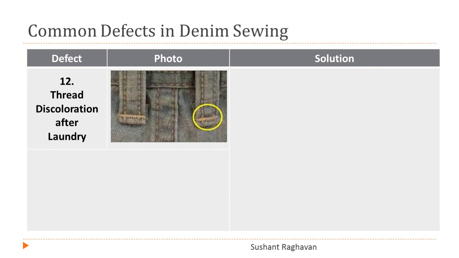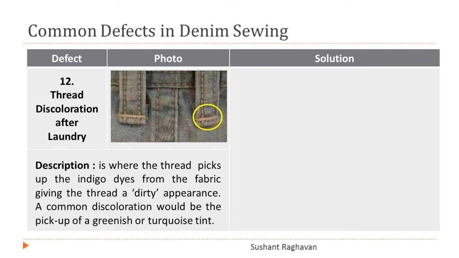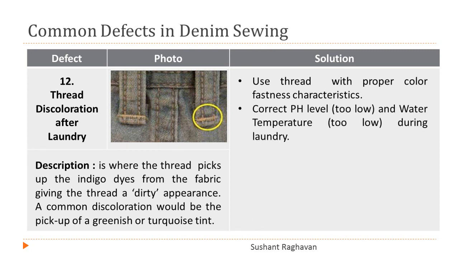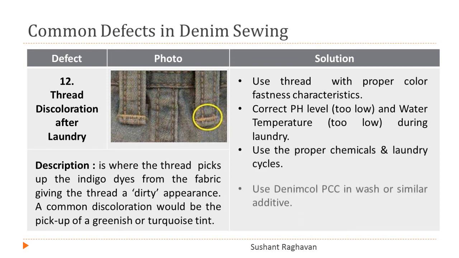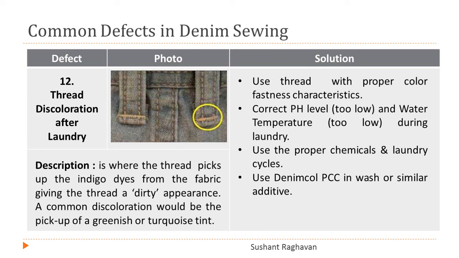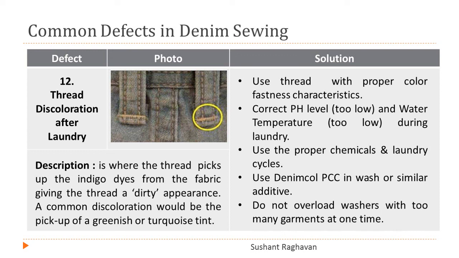Thread discoloration after laundry. Description: where the thread picks up the indigo dyes from the fabric, giving the thread a dirty appearance. A common discoloration would be the pickup of a greenish or turquoise tint. Use thread with proper color fastness characteristics. Correct pH level too low and water temperature too low during laundry. Use the proper chemical and laundry cycles. Use Denim Cal PCC in wash or a similar additive. Do not overload washers with too many garments at one time.